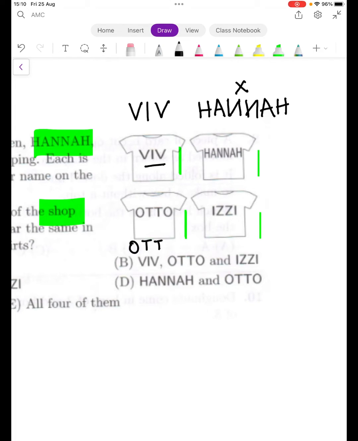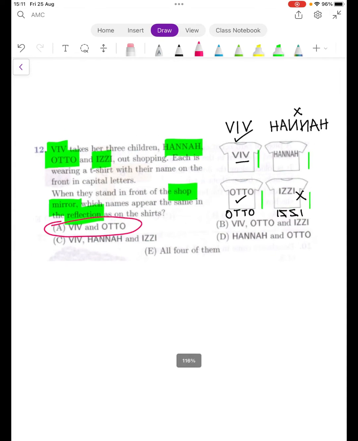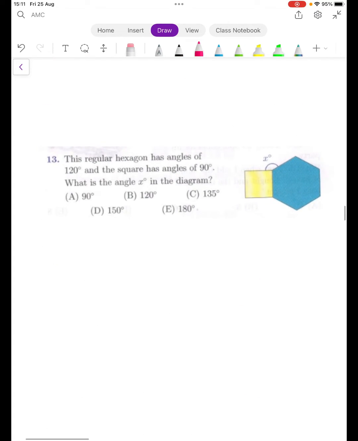Let's look for Otto. O, T will be the same, is the same from both sides, so this works, they look the same. Izzy, let's try. I will be I. Z again will change size. It will become like this. You can try it in the mirror, and Izzy will actually appear like this. So Izzy changed direction. So we have 2 shirts which look exactly the same as before, which is Viv and Otto. So answer is A.